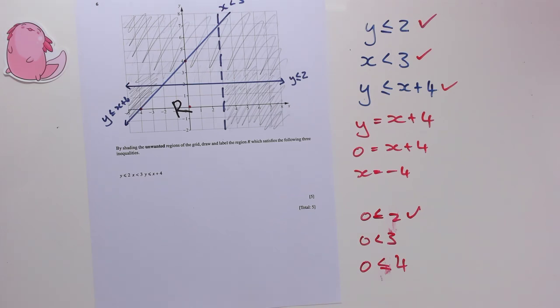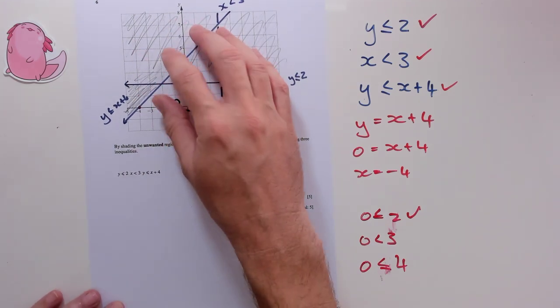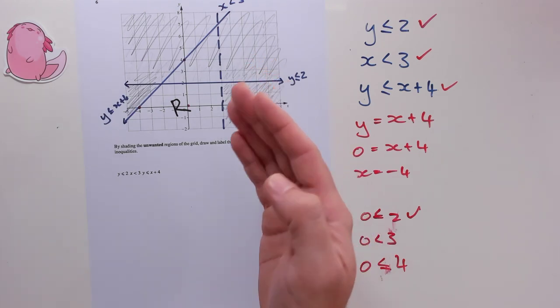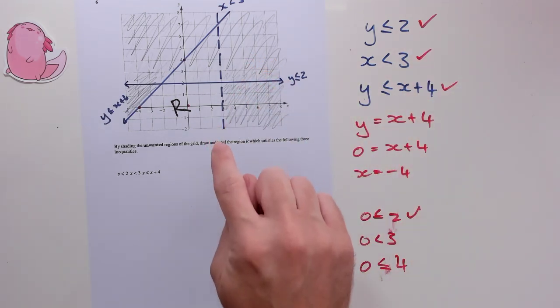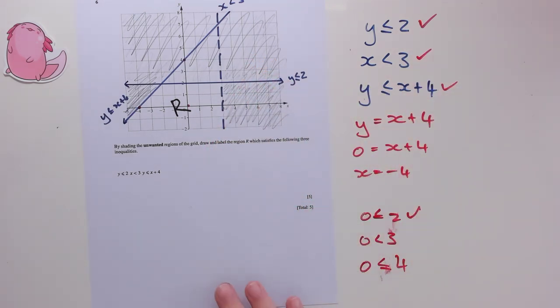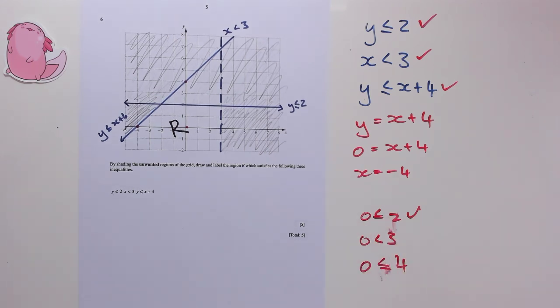Cool. In the next one, we're going to do just the opposite. If they were to give you this, then you have to give the inequalities from the given Cartesian plane.